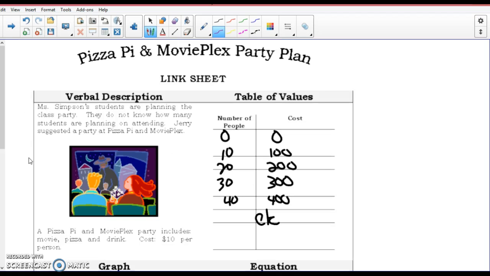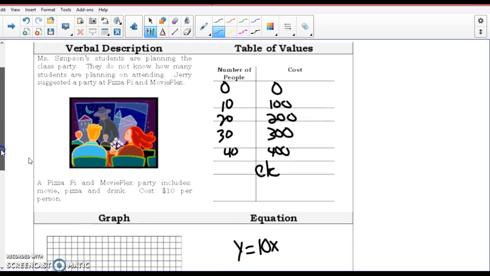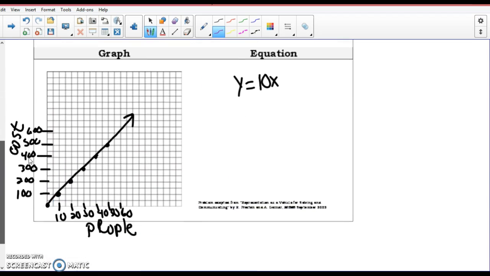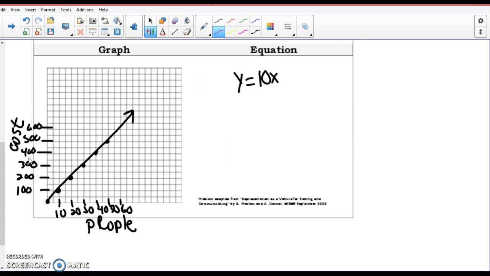Then, Pizza Pie. It doesn't cost you anything to rent it. It's $10 per person. So, 0 people, $0, 10 people, $100, 20 people, $200, etc. Your equation is y equals 10x. There's the graph.